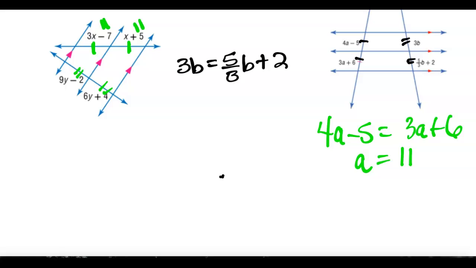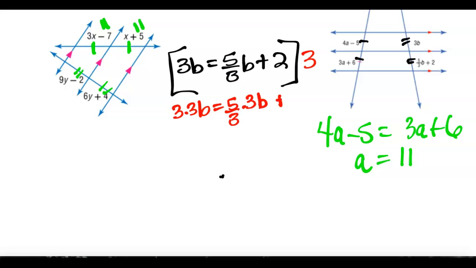So most times we don't like working with fractions. A strategy that I suggest is we want to get rid of that fraction with the 3. So we're going to take this whole thing and multiply everything by 3. That means we take 3 times 3b, 5/3 times 3 with the b back in there, plus 2 times 3. This strategy will eliminate all of the fractions if you multiply by the least common multiple of the denominators.